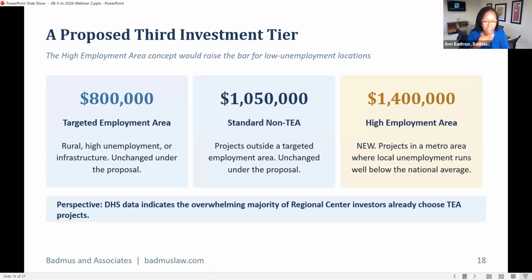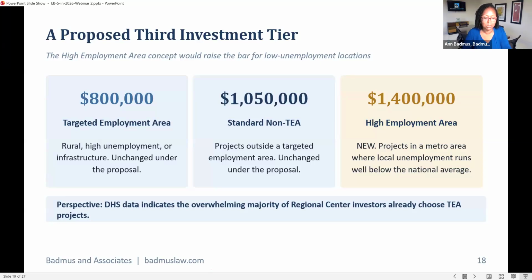DHS, the Department of Homeland Security's own data indicates that the majority of regional center investors already invest in the targeted employment area, so that $800,000. For most people, this $1,400,000 is probably not something that will be used quite a lot. It's only relevant if you really want a project in a booming area that has low unemployment, a metropolitan market. But if that's not your concern, then more than likely having this $800,000 tier remain is good.